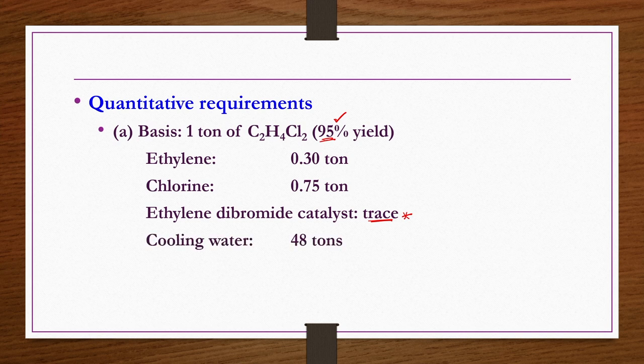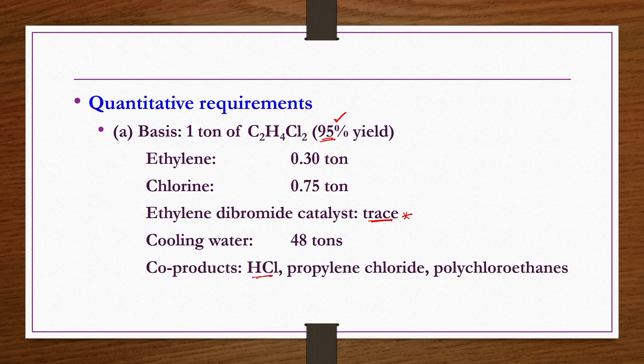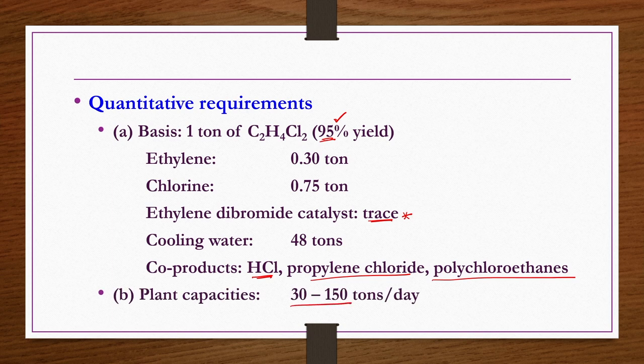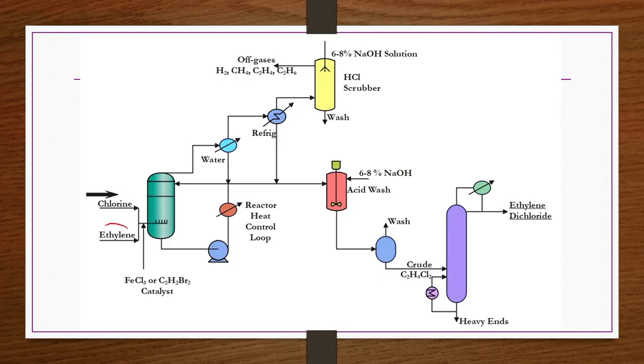Cooling water, 48 tons are required. Co-products: HCl is possible. Not only ethylene dichloride, but propylene chloride, polychloroethanes and other polychlorides may also be possible in this particular process. Plant capacity is usually 30 to 150 tons per day. Now, we discuss the flowchart first and then discuss the process with the major engineering problems. Whatever raw materials, ethylene and chlorine, are there, they are sent to a reactor by bubbling, because the reaction we are discussing is a liquid phase reaction.